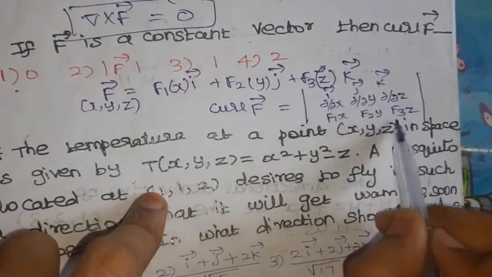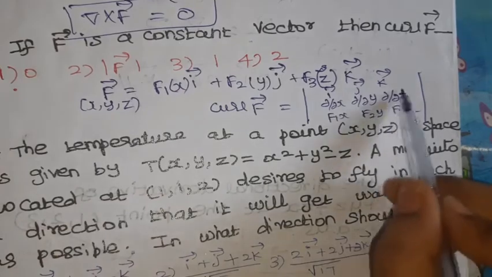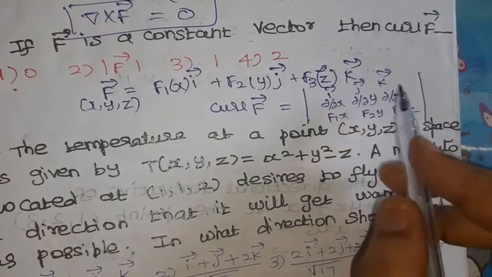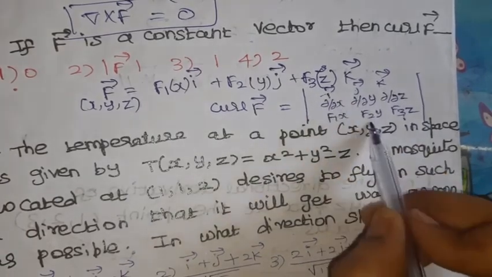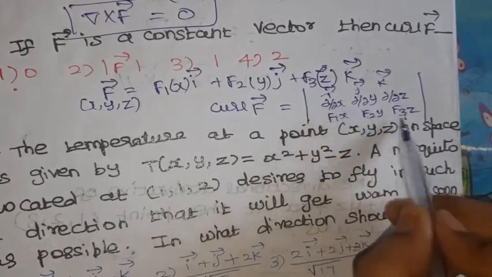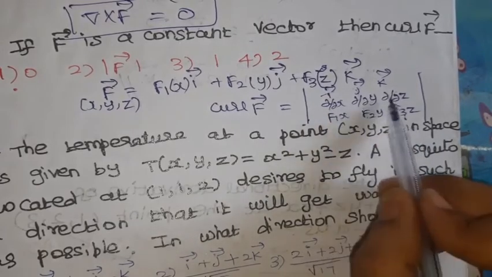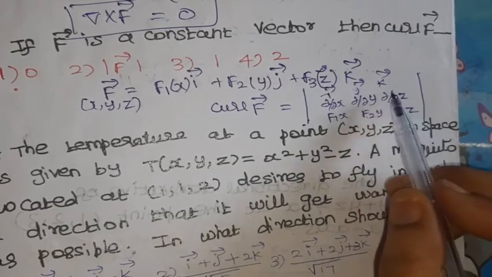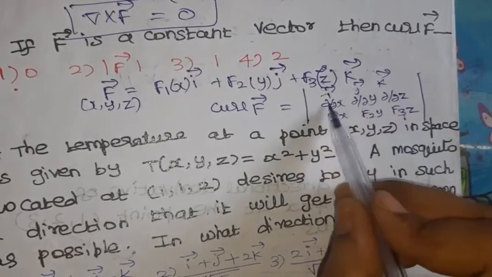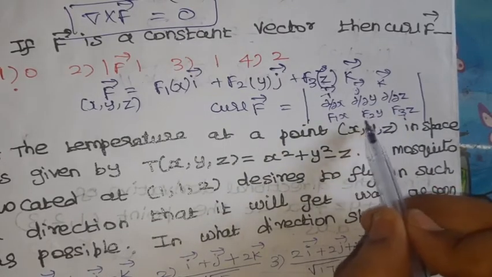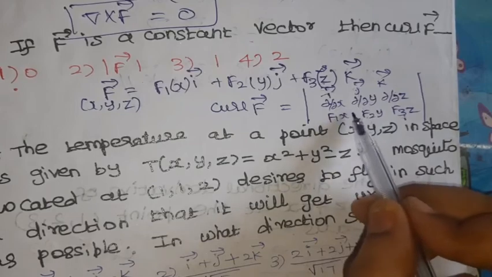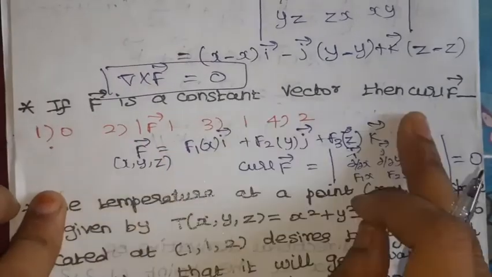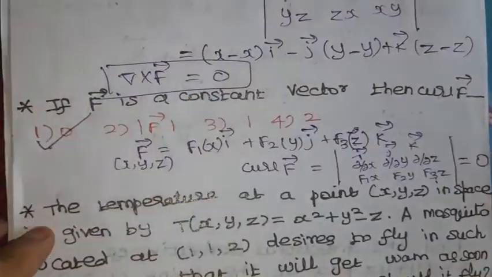So just expand this. i vector: ∂/∂y of this term, there is no y term, we will get 0 only. Then ∂/∂z of this, there is no z term, so 0 only. For i, we are getting 0. Then expanding the j term, ∂/∂x of f3(z), 0 only. ∂/∂z of this is with respect to x, so 0 only. So the j term also vanishes. Then the k term, ∂/∂x of this with respect to y, 0 only. Then ∂/∂y of this with respect to x, 0. So curl f equal to 0. If f is a constant vector, curl f is nothing but 0.